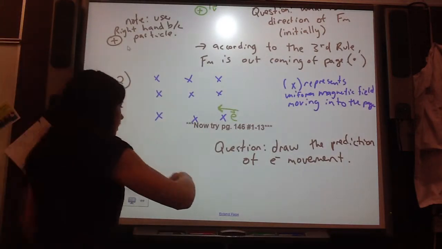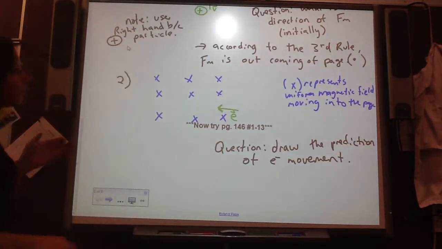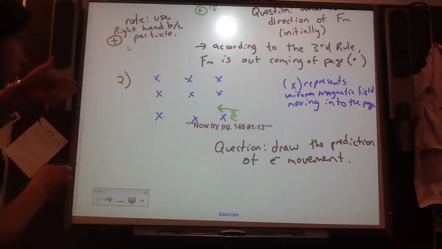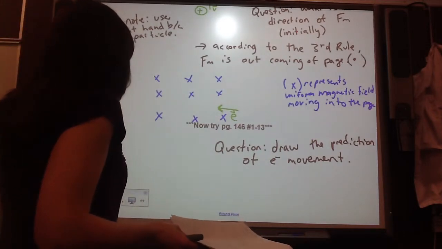So let's just work here initially as it comes in. We have a magnetic field going into the page. So that's your finger, right? Magnetic field, so point it going into the page. So we have our magnetic field going into the page.